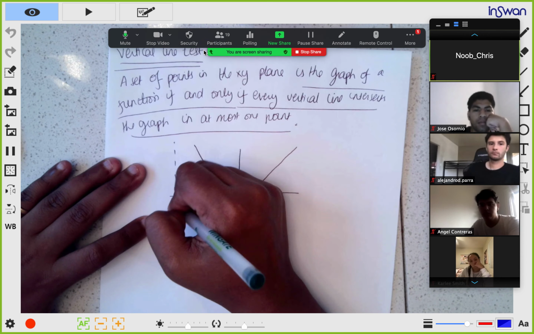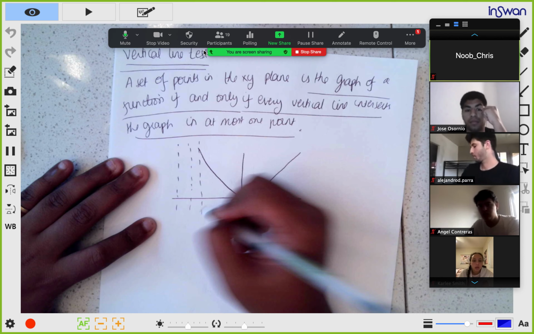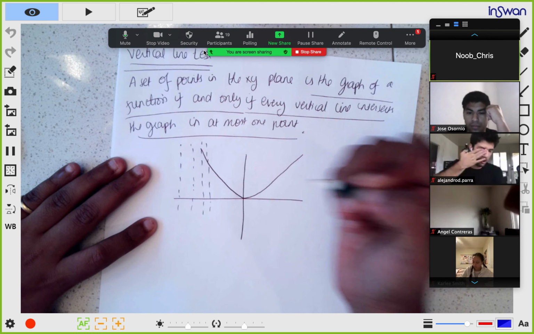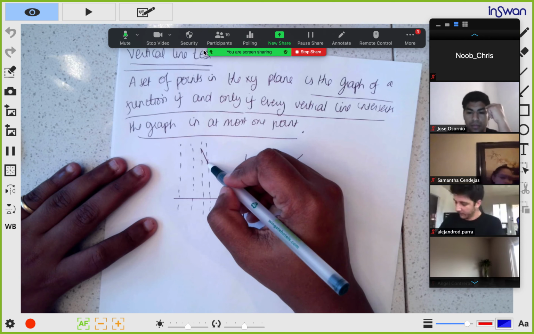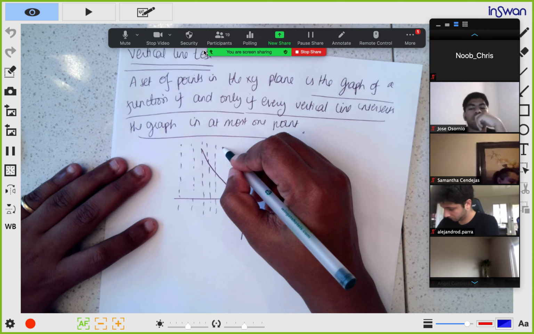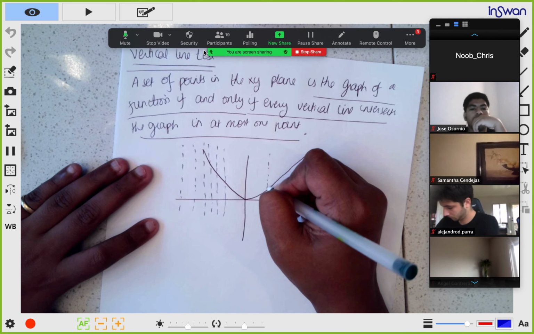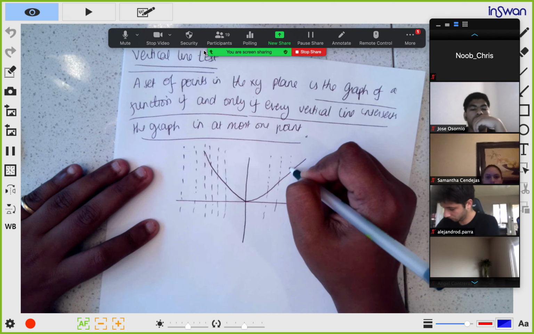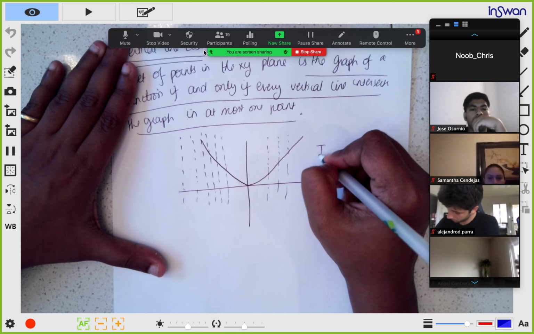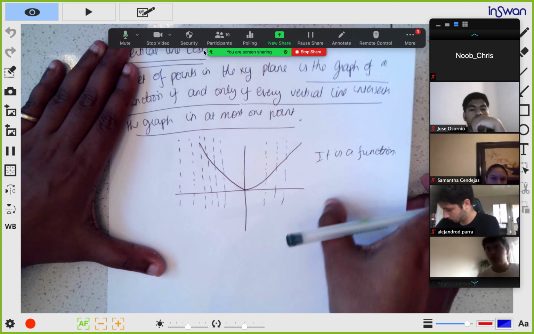Here it's not cutting the graph at all. Here, when I'm drawing a vertical line, it's crossing at one point only. Let's draw more vertical lines. Still crossing at one point only. No matter where I draw my vertical line, it's just crossing my graph at one point only. If it's crossing at one point only, it is a function. You'll get one more example, and you'll get to know when it's not a function.